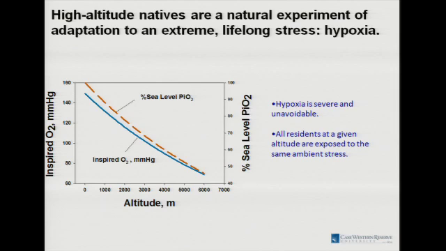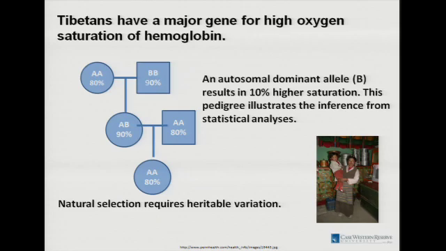Every lungful of air doesn't have very much oxygen in it. It's unavoidable. You can't put on a sweater and avoid hypoxia. It's just you and your lungs and the rest of your system. And all residents are exposed to that same stress from birth, from conception to death. Conception to resurrection, I guess. You're exposed to hypoxia. This makes it a really stressful environment, and you can't get away from it. So I've been working on how Tibetans adapt to this severe stress.